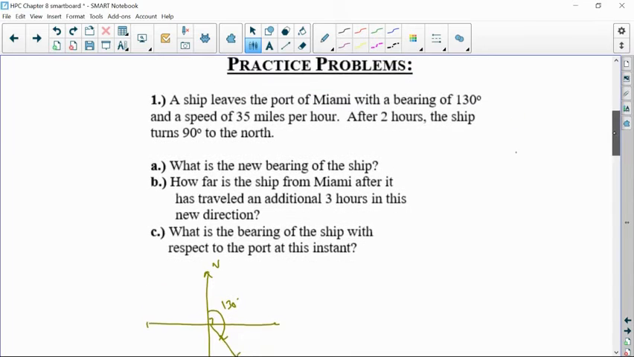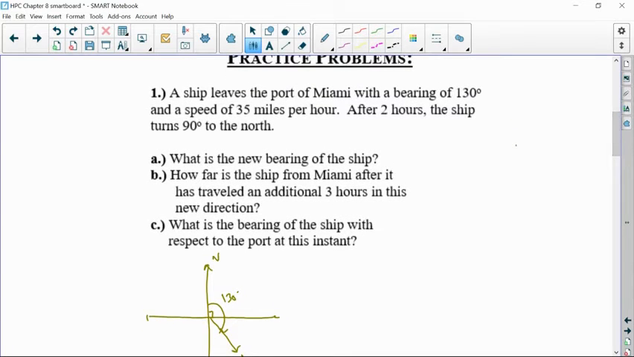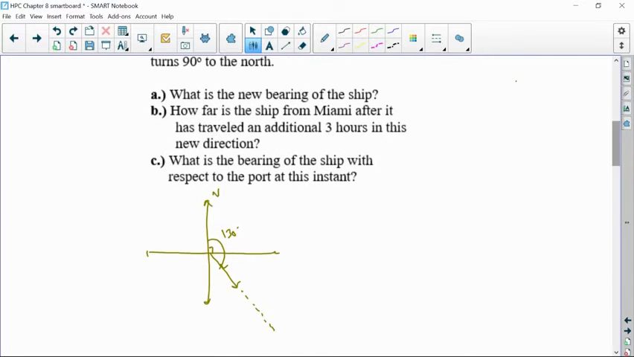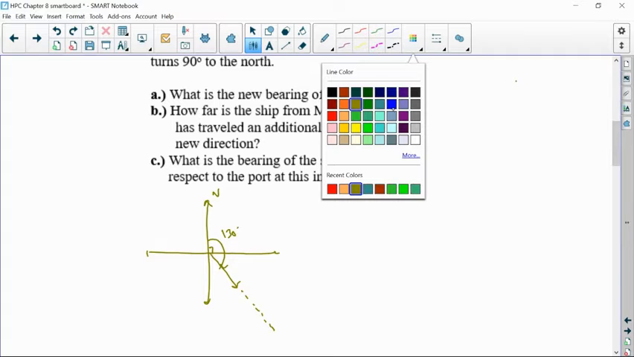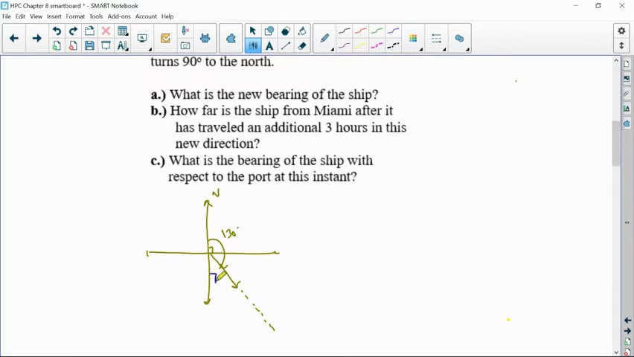And then it says at 35 miles per hour, after 2 hours, the ship turns 90 degrees towards the north. So 2 times 35 would mean that distance is 70. So let's go ahead and label that as 70. And it's going to turn towards the north and head in that direction. So again, thinking about that arrow, it's heading in 90 degrees, so it's heading in that direction.